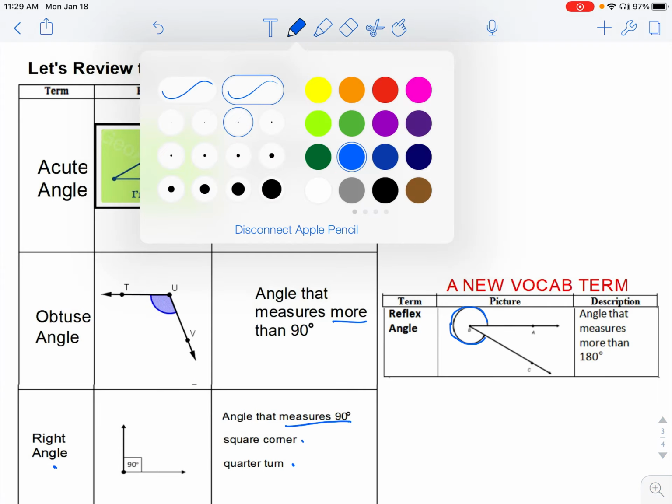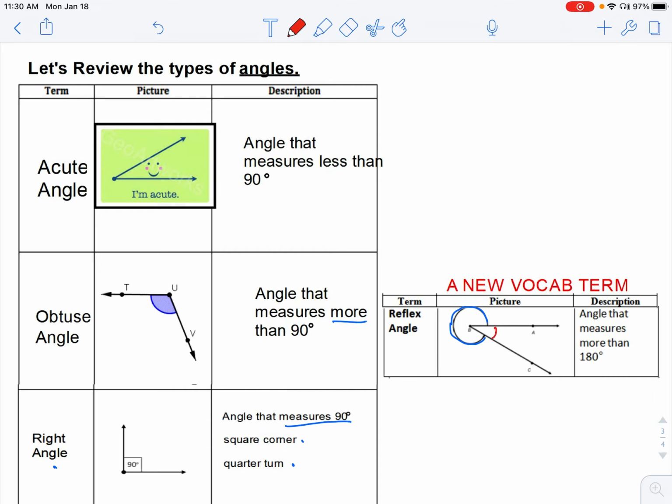We also notice on this, if we were talking about this angle in red, what type would that one be? That would be acute, of course. But since it wasn't labeled, the blue one was labeled first. That's why that was showing the reflex angle there. So keep those terms in mind.